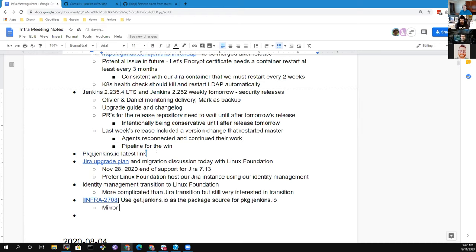That was one of the motivations why I investigated Mirrorbit. So Mirrorbit is deployed on get.jenkins.io. While we still have some improvement to do there, I think that for package.jenkins.io, it should be ready.